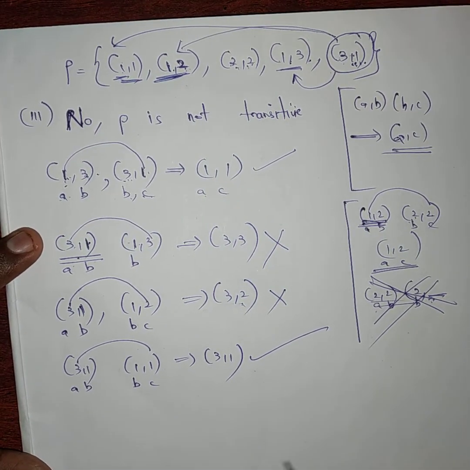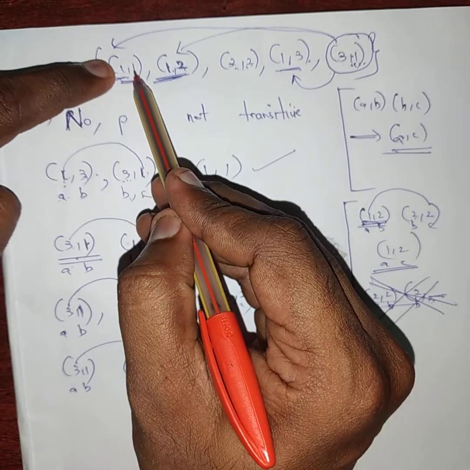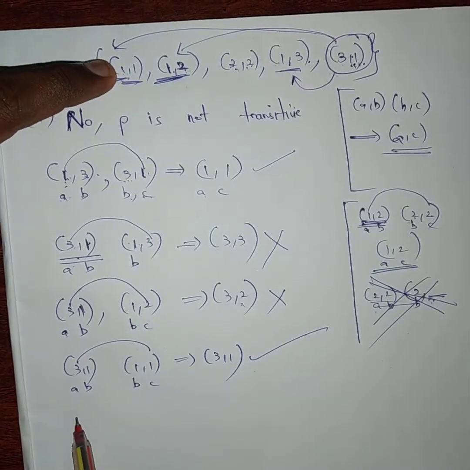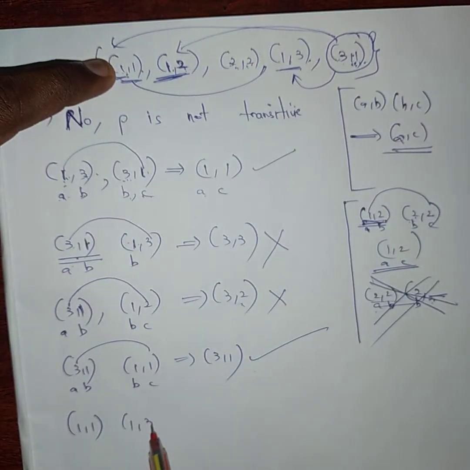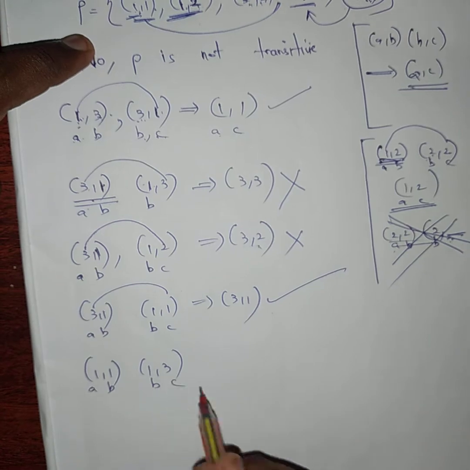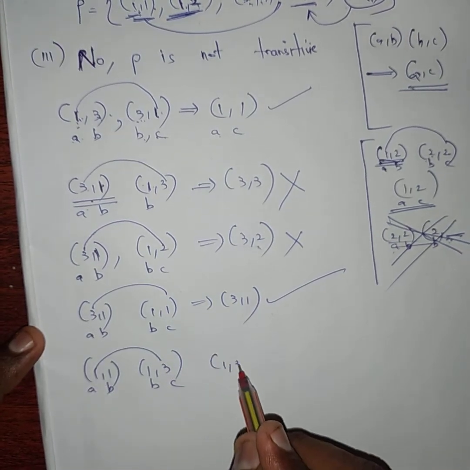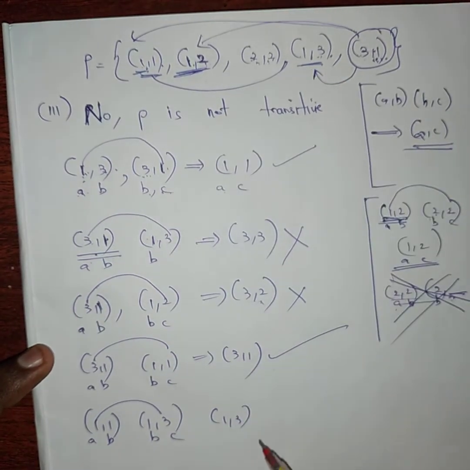You need to take each and every element. If I take 1 comma 1, there should be a start. I choose 1 comma 1, here 1 comma 3. This is A, this is B, this is B, this is C. What is AC? 1 comma 3. 1 comma 3 is present. Yes, this is also transitive.